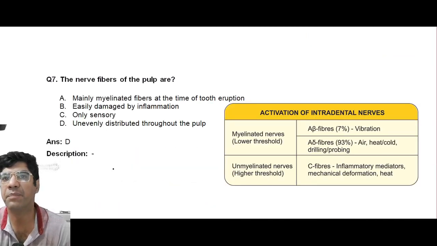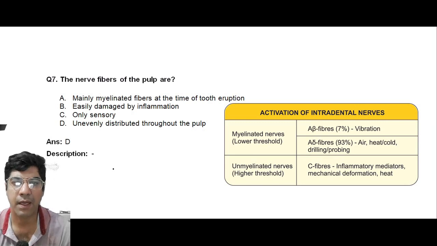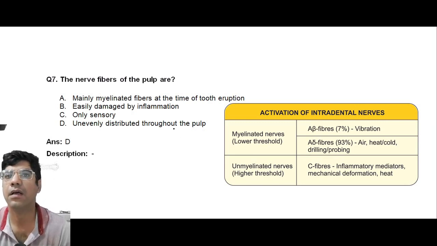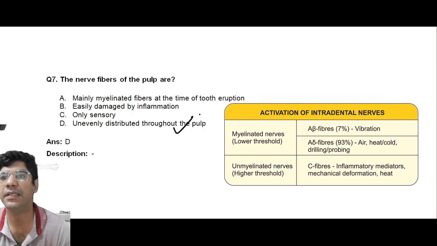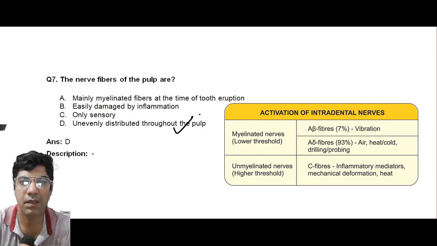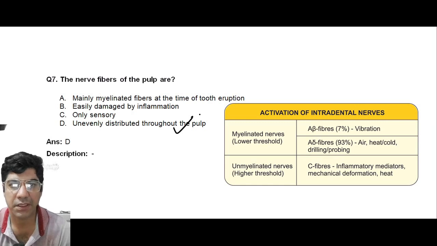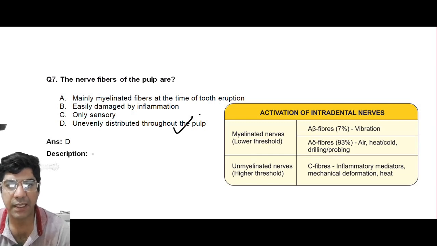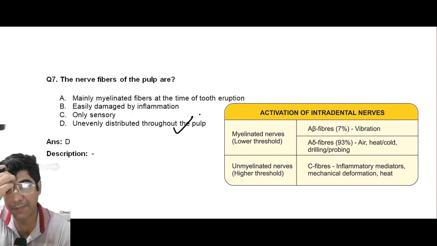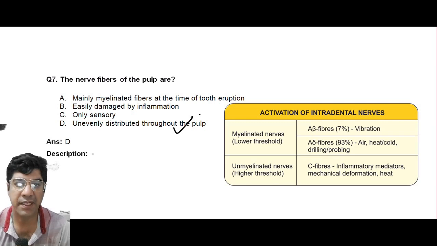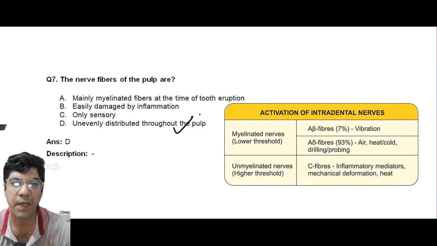The nerve fibers of the pulp, the answer is D. The nerve fibers in the pulp are not uniform in their distribution. They are not evenly distributed throughout the entire pulp tissue. Instead, they tend to be concentrated in some areas. The nerve fibers are more densely packed in the pulp chamber and less concentrated as they extend toward the pulp horns.